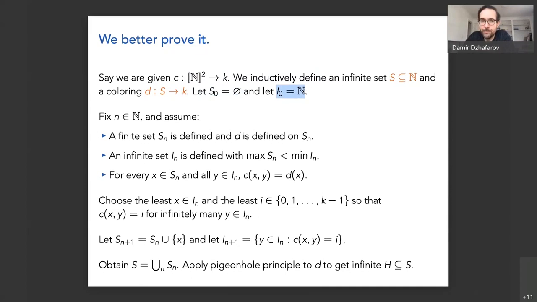It's all natural numbers. Okay, this is the base step. This is the inductive step. There's nothing to define D on for now, this is just the empty set.